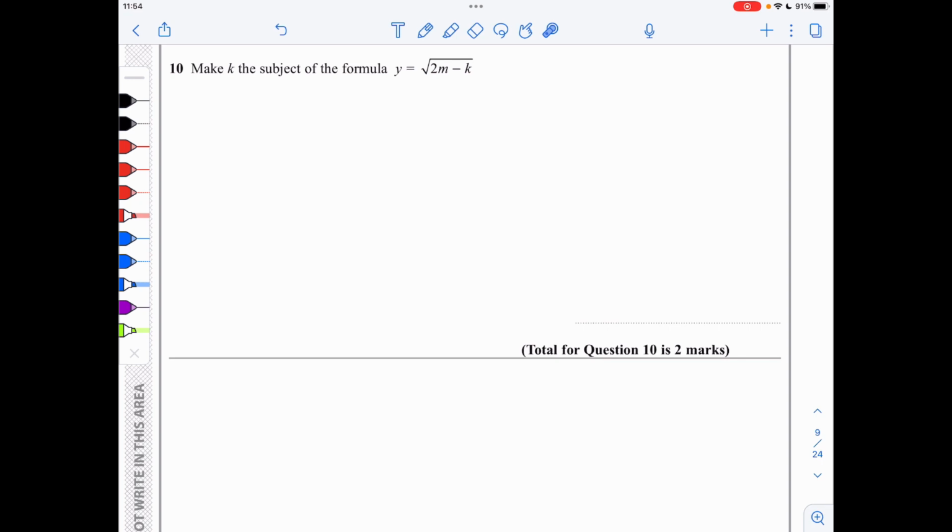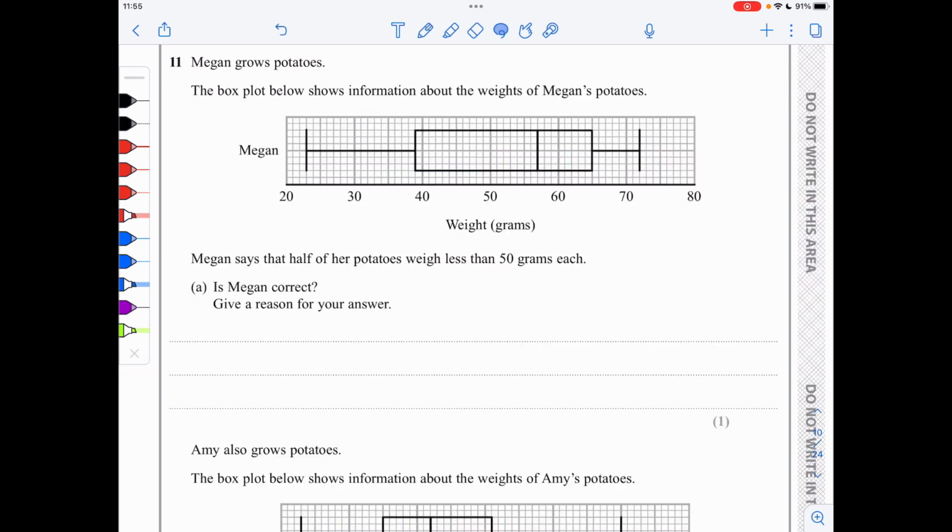In 10, we need to make k the subject of the given formula, so we need to isolate k. We start by squaring both sides. This leads to y squared is 2m minus k, and therefore k is 2m minus y squared. That's the final answer. In 11, we've got Megan growing potatoes.